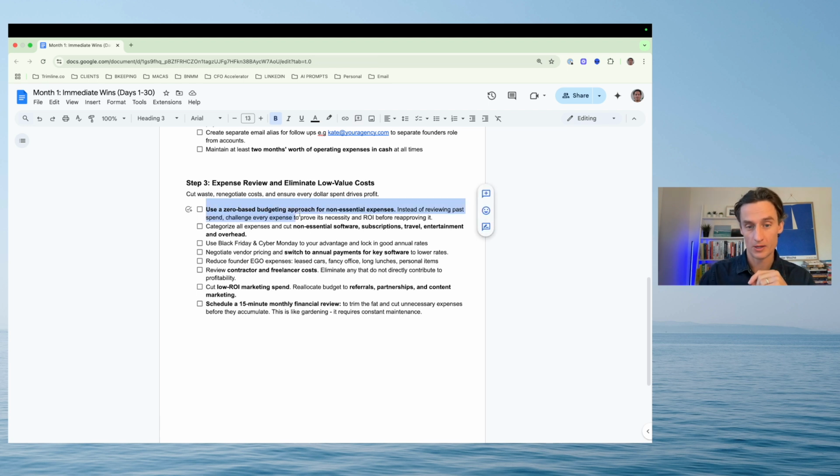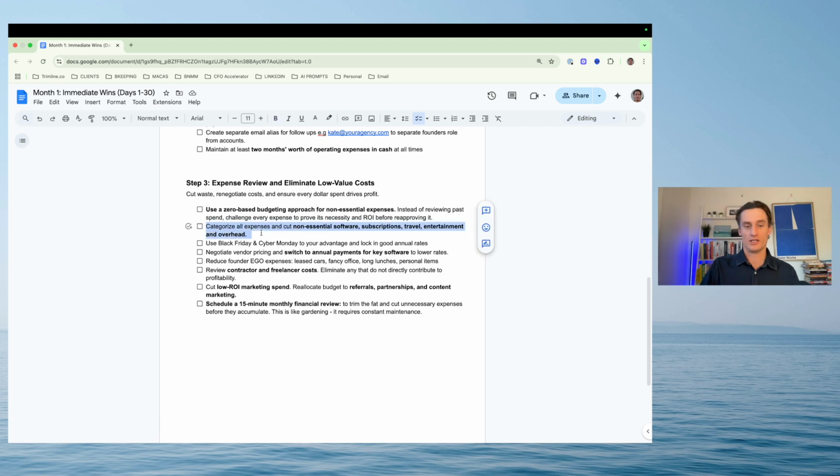So a zero-based budgeting approach for non-essential expenses. This is kind of a mindset thing. Instead of looking at our past spend and saying, oh, we need to be 10% below last year, or oh, subscriptions is at $3,000, let's try and make it 2.5. Clear decks and then make every expense justify its existence. And that will help you streamline things so much more, because does it help the boat go faster? Is it really moving the needle, or has it just built up over time and you've forgotten about it? So that gives you that harsher mindset to review things.